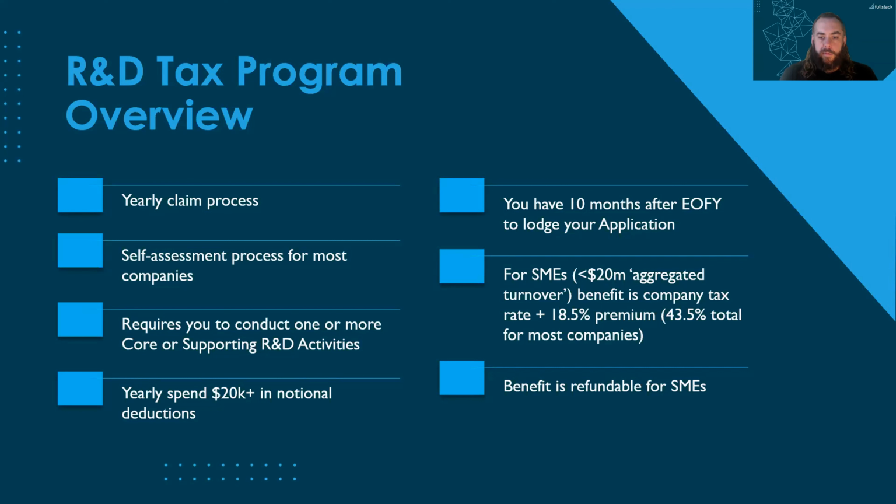Now, the benefit for companies under $20 million aggregated turnover is refundable. So if your losses are sufficiently large to cover the add back of R&D, you will get back that amount as a tax refund. So it's very useful for companies who are pre-revenue. You don't have to wait until you're paying tax to get that reduction in tax payable.